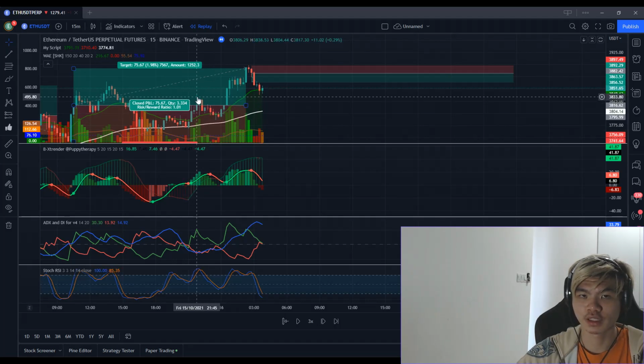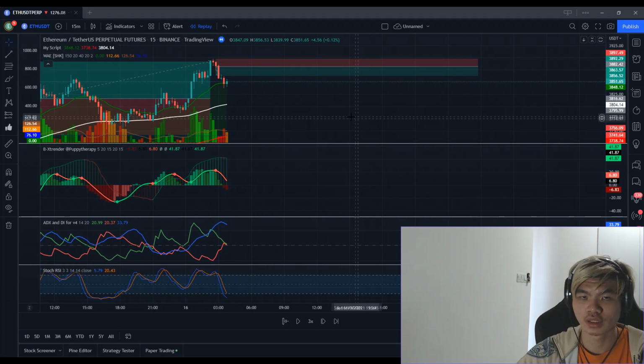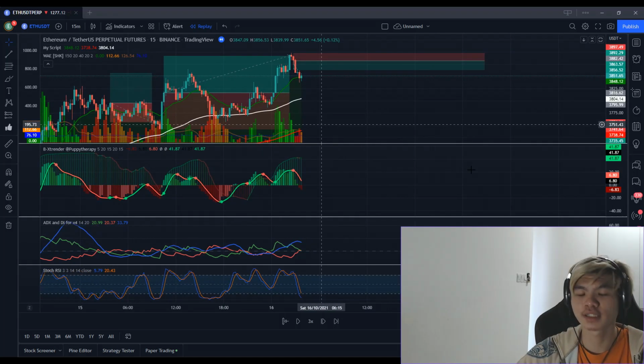But if I took profit here, at the top of the candle here, this would give me at least one risk reward ratio. So yeah, I think that this setup is good. Just use 1-to-1, and yeah, I guess that's all for this video.